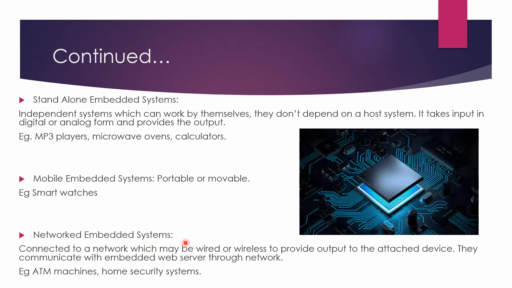Now, these are connected to a network which will be wired or wireless to provide output to the attached device. These devices communicate with the embedded web server through the network. So, our IoT or Internet of Things should fall in this subsystem of embedded systems. Examples are ATM machines, home security systems, etc.